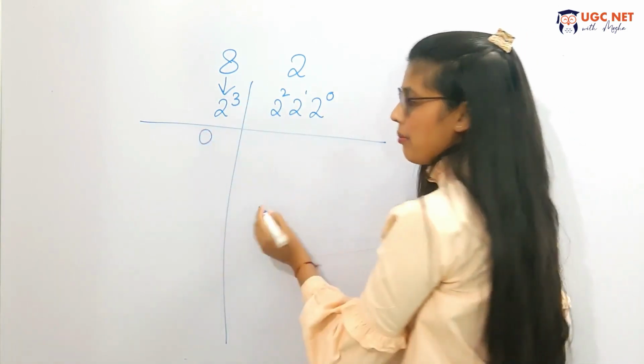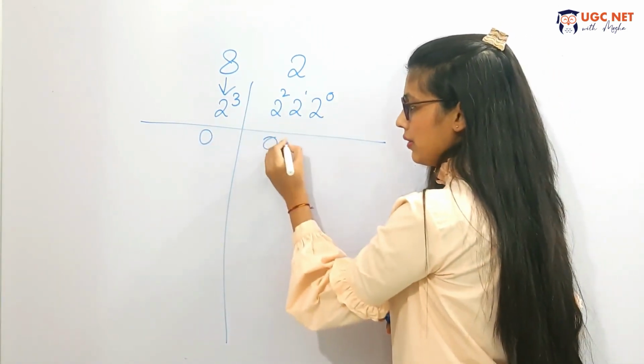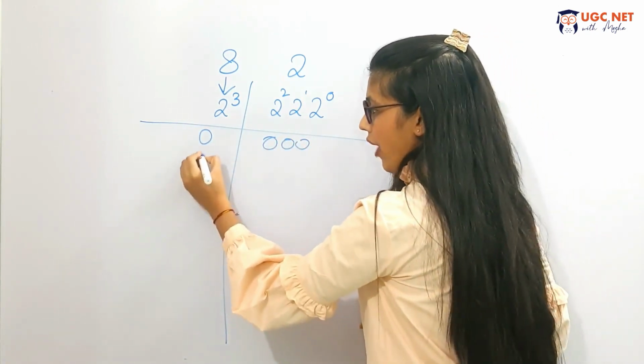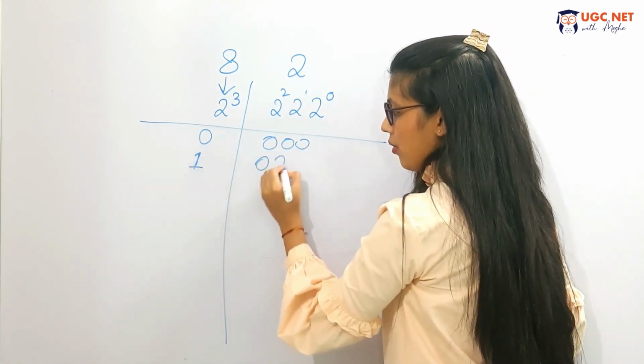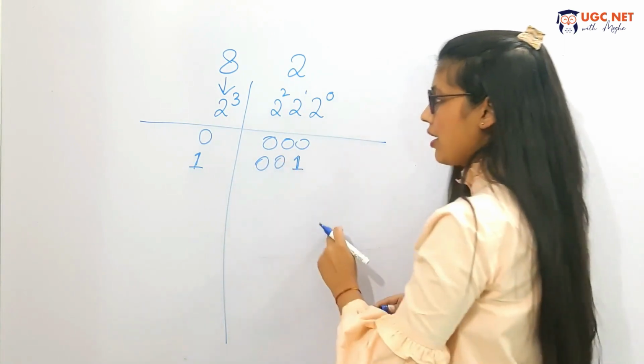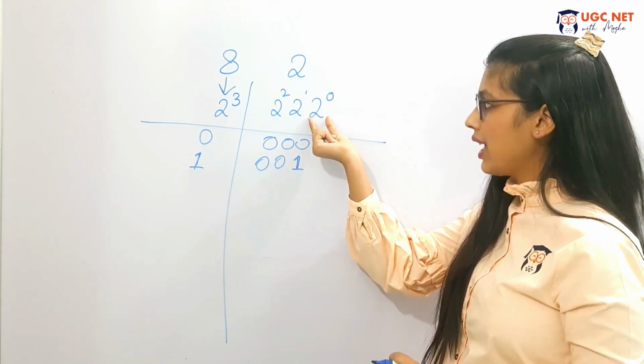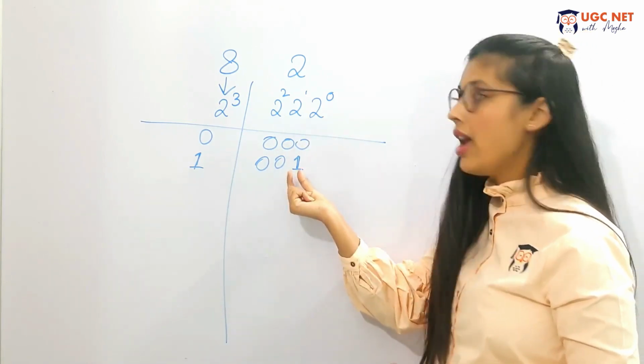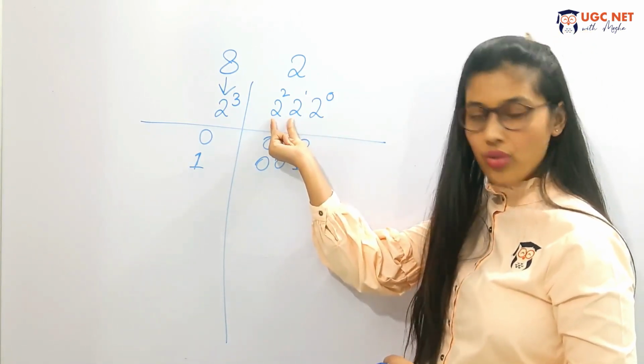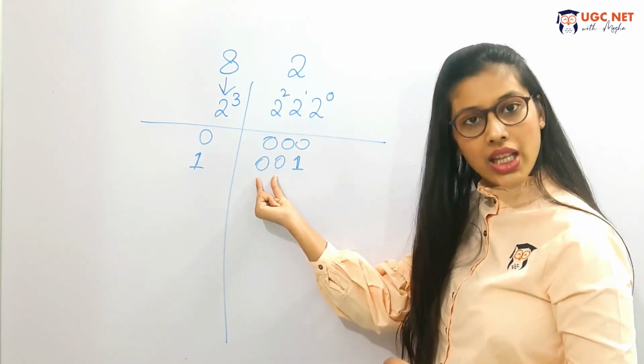So 0 in binary is always 0. 1 in binary is 1. Or you can understand it like that also, that 2 raised to power 0 is equivalent to 1. So we will consider this power and write 1 here, and for the other powers which we have not used, we will be putting 0.